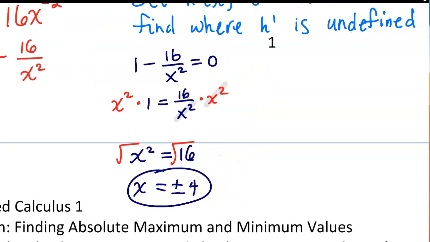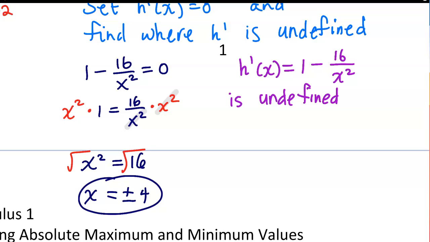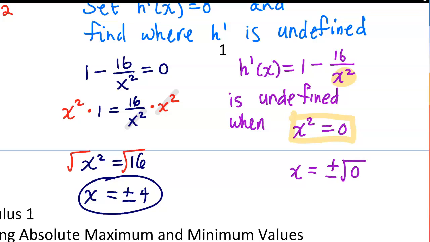But how about where it is undefined? h prime of x, which is 1 minus 16 over x squared, is undefined when the bottom of the fraction is equal to 0, right? When that is equal to 0, then this derivative function is going to be undefined because we're not allowed to have 0 in the bottom of the fraction. Take the square root of both sides, this is plus or minus the square root of 0, but that is just 0, right? Because 0 doesn't have a sign. So guess what? How many critical values did we just find? 1, 2, 3. We have 3 critical values to test.